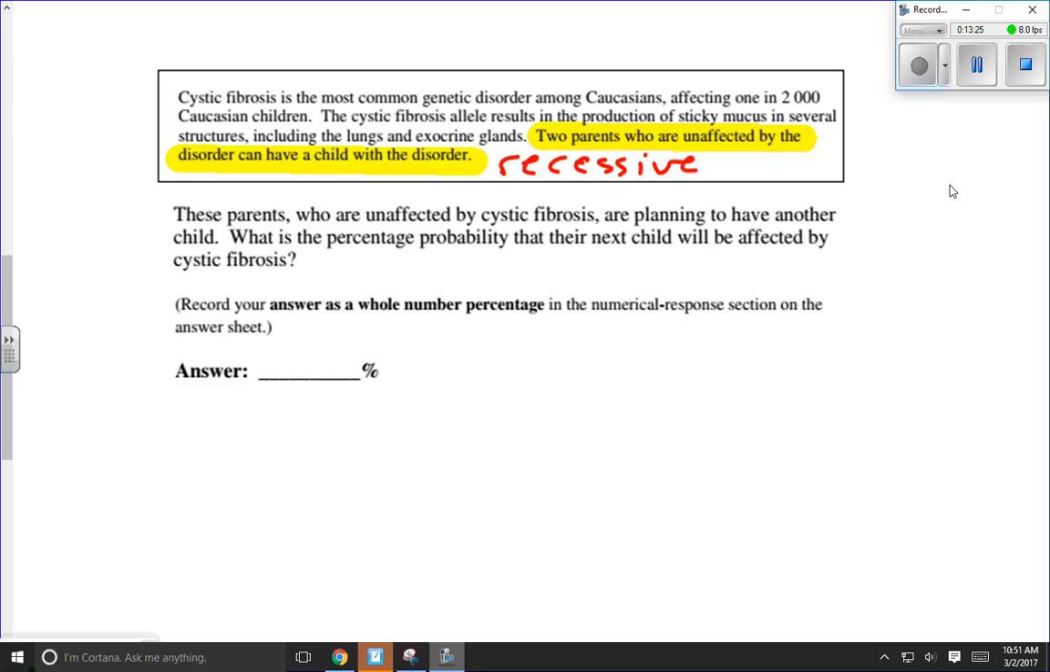So in the question it says, these parents who are unaffected by cystic fibrosis are planning to have another child. What is the percentage probability their child will be affected by cystic fibrosis? So we just need to set up some symbols. Now we could use C for cystic fibrosis, but I don't like to use C. The reason is that if I write a C on the screen, you can't tell whether it's a capital C or a lowercase c. So maybe for cystic fibrosis, let's use an F for fibrosis. All right, so big F, we'll say, is non-cystic fibrosis.